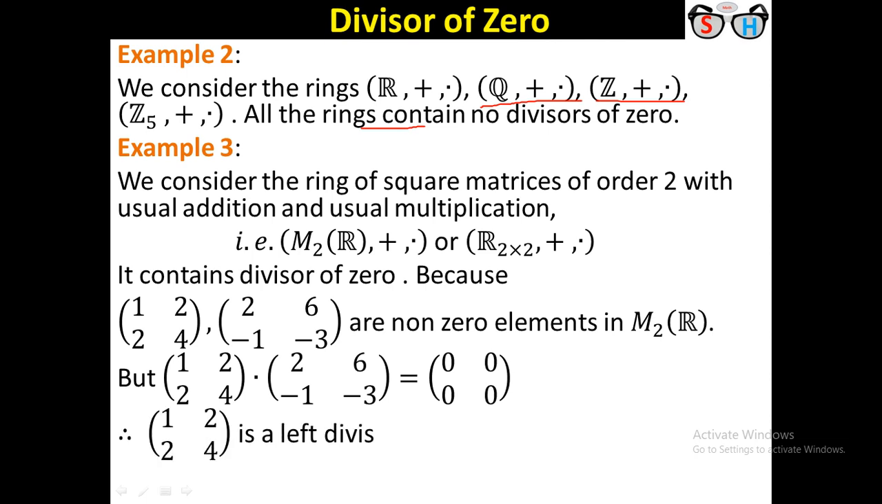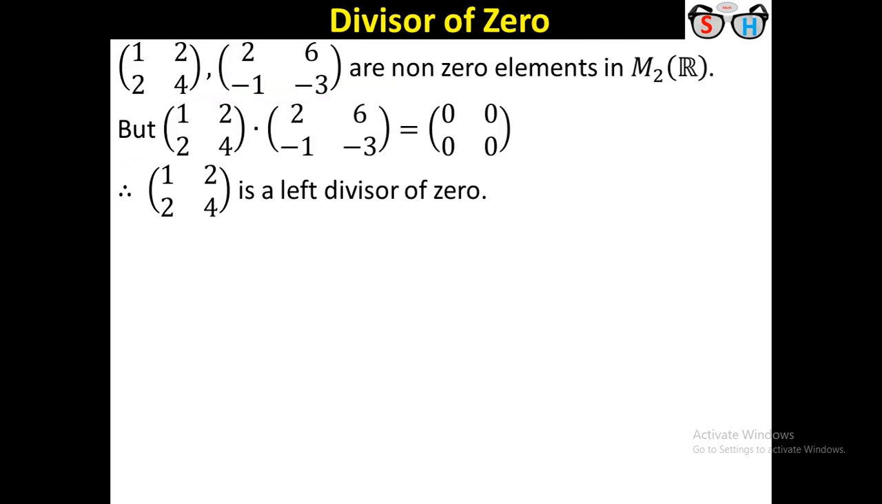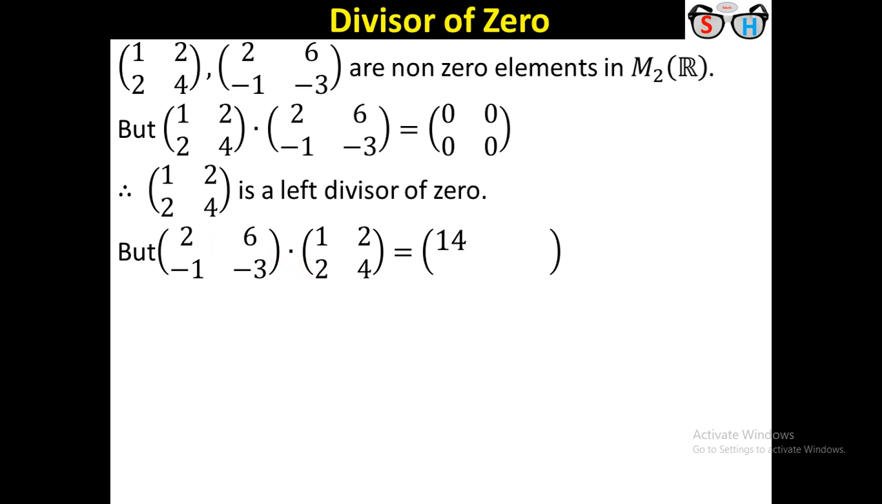Calculate, you get that result. So [1 2; 2 4] is a left divisor of 0. Here a dot b equals 0, but now we will show that b dot a is not equal to 0. That is, we reverse the order. At first I will take [2 6; -1 -3] and then [1 2; 2 4]. If you multiply those two matrices, the first element: 2 into 1 means 2, and 6 into 2 means 12. 12 plus 2 is 14. Therefore, the first element will be 14.